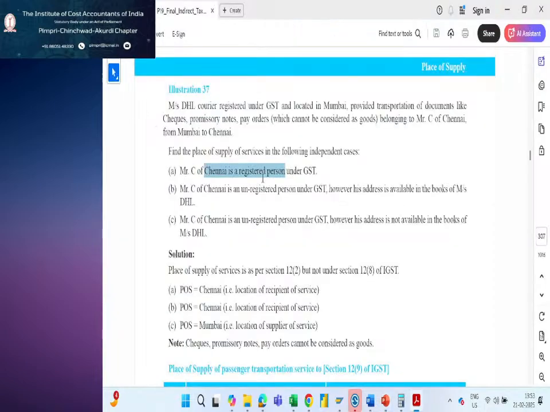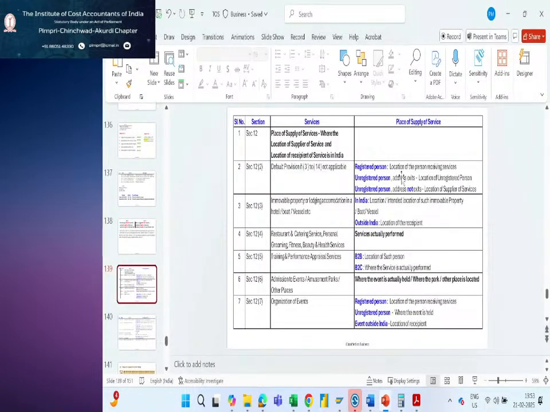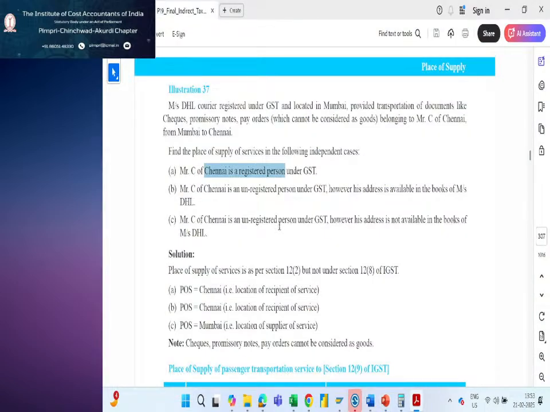If he is a registered person, in that case, location of the person receiving services. So where is the location? It is Chennai. So the place of supply is Chennai. If C is of Chennai, unregistered person, his address is available in the books of DHL. So in that case also, recipient of service. Only in the last case where the address is not available, it is location of the supplier of service.